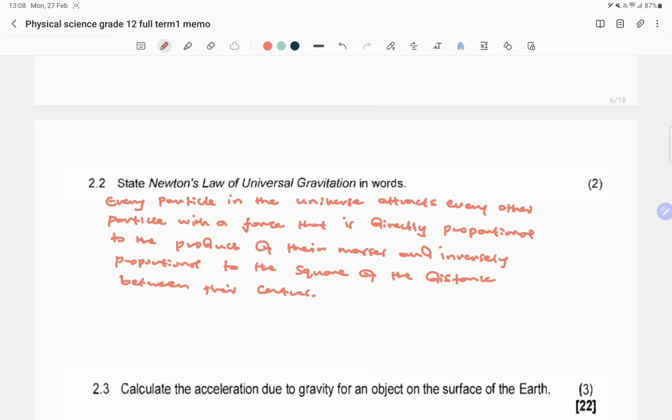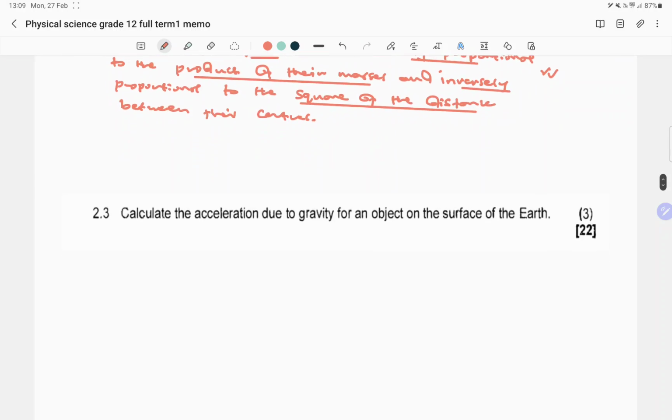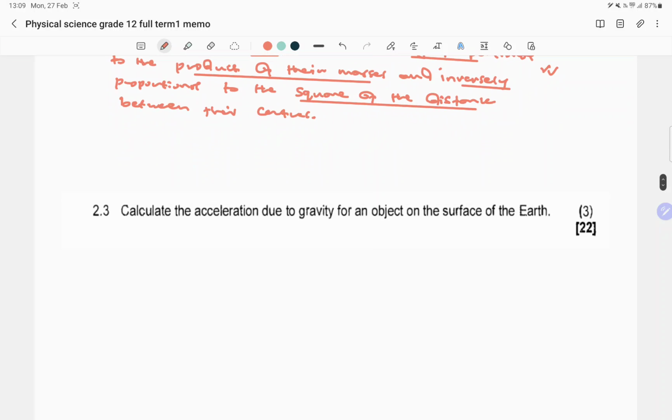All right, every particle in the universe attracts every other particle with a force that is directly proportional to the product of their masses. These are very key areas. And inversely proportional to the square of the distance between their centers or between them. So that's how we sort out Newton's universal law of gravitation. Easy stuff, textbook material. Now calculate the acceleration due to gravity for an object on the surface of the Earth.